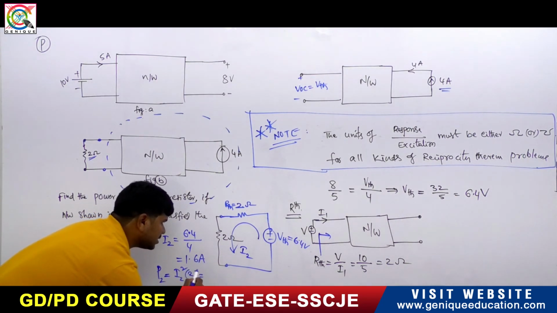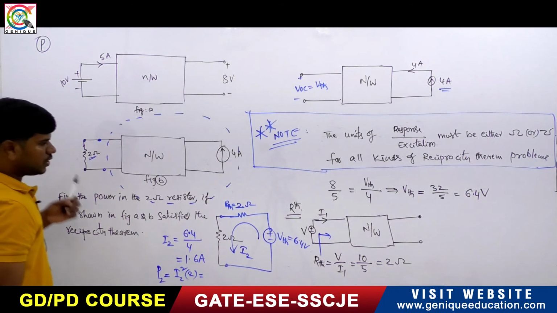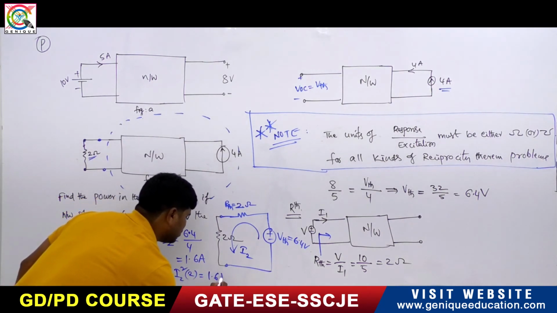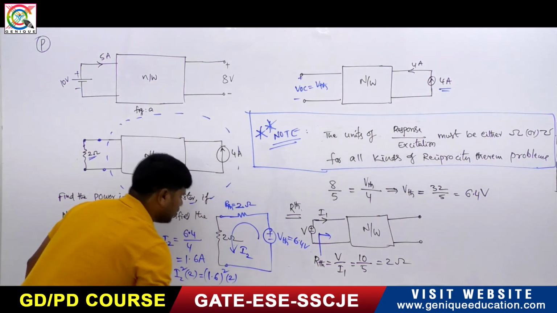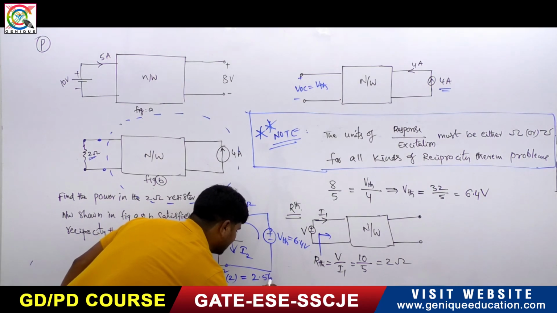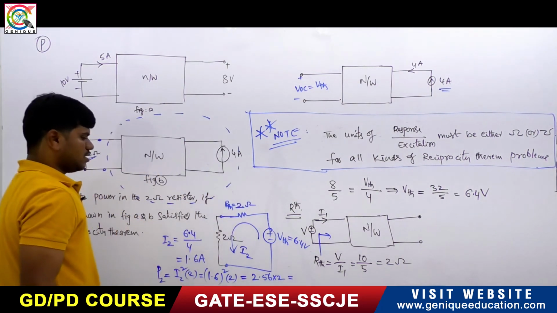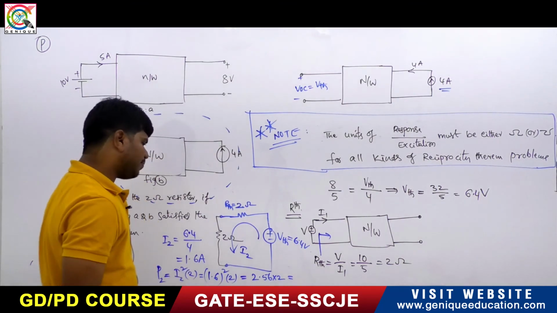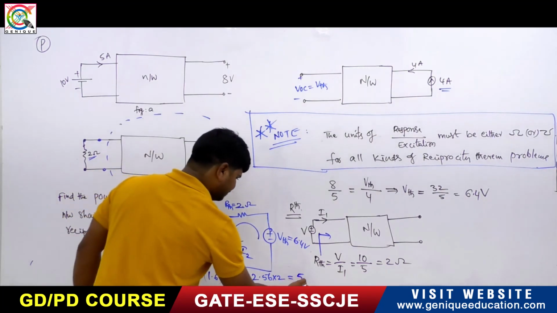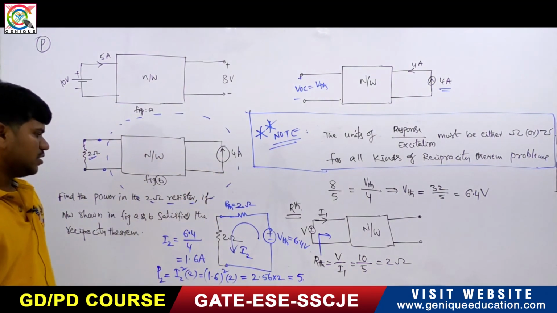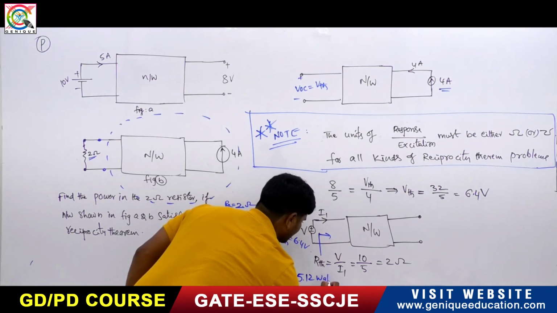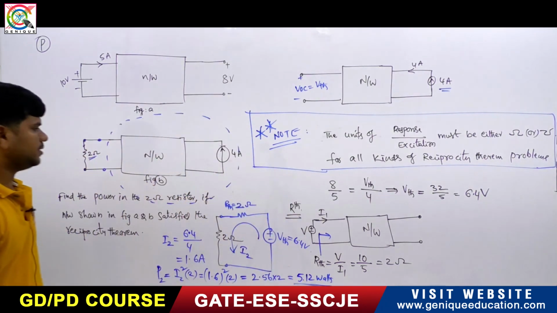What is I2 square? It is 1.6 whole square into 2. What is 1.6 whole square? It is 2.56 into 2. This is equal to 5.12 watts. Okay, so this is the final answer, right?